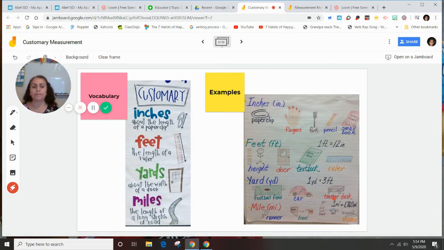So longer things. And when we're measuring longer distances, like from my house to the school, or from my house to the park or to the library, those are miles. Traveling from one state to another, from one place to another, running or walking, car rides or airplane rides, we can measure those in miles.